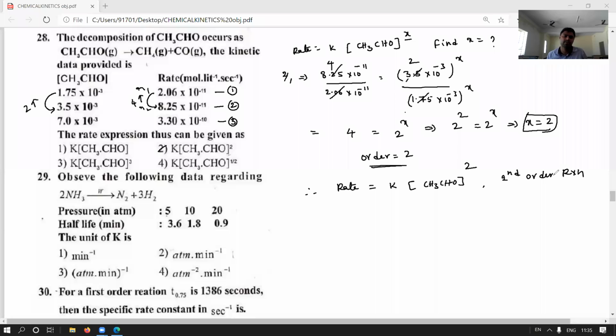So not only R1 by R2, not only 2 by 1, you can also do 3 by 1. In the same way, with 3 by 1 you will get 2 square is equal to 2 power x only, then x is equal to 2 will come. Otherwise 2 by 3 also you can do, and then also the same comes: x is equal to 2. Okay, students.